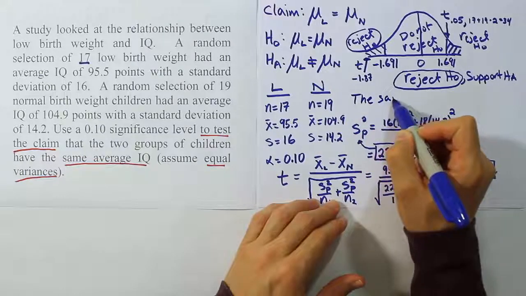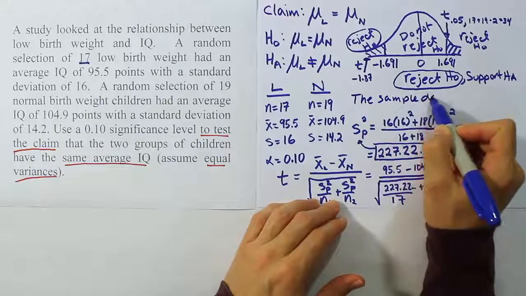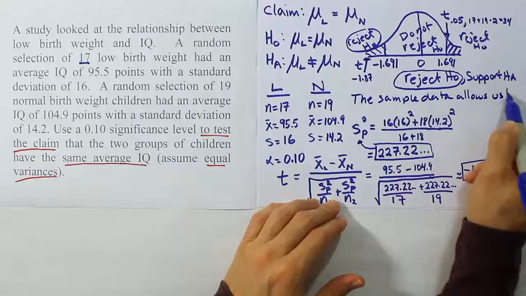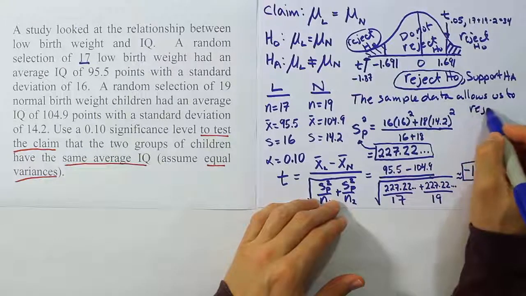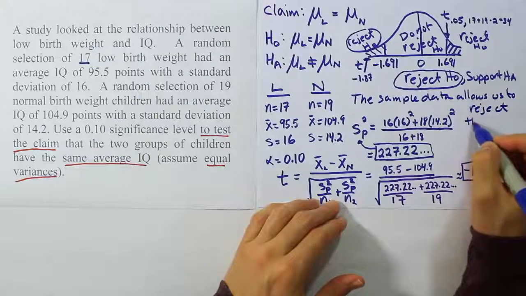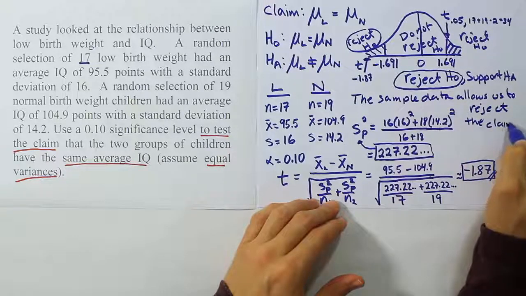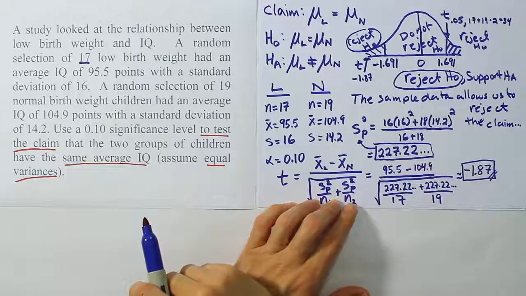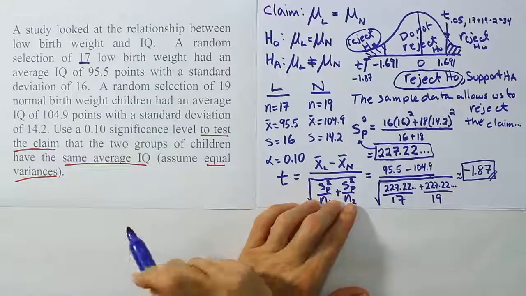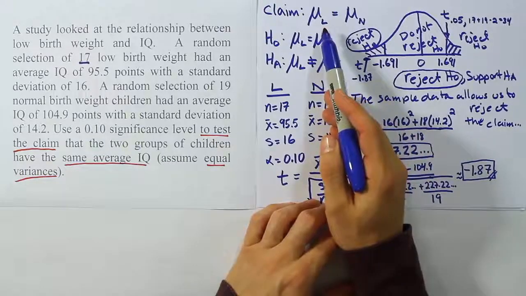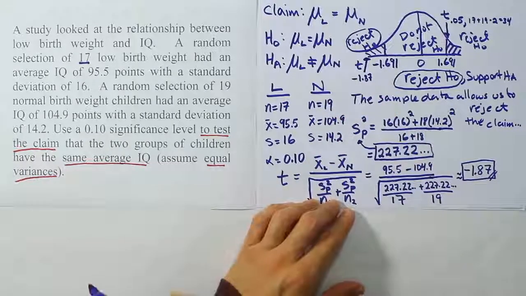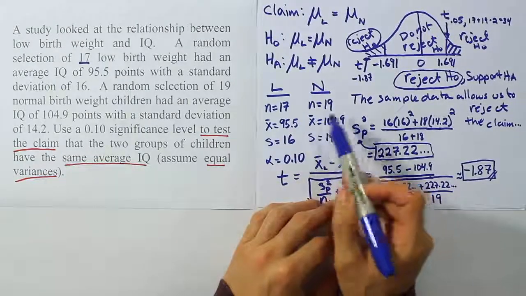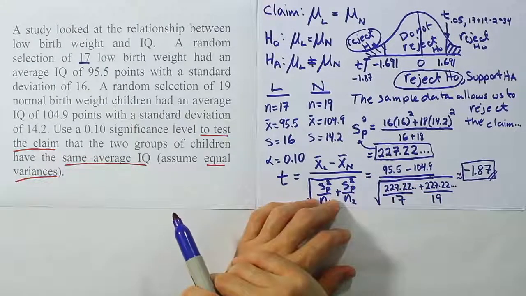The sample data allows us to reject the claim. Reject the claim. And of course, the claim here is that the two means or the two groups have the same mean IQ. And what we're basically concluding here is that low birth weight children do not have the same mean as normal birth weight children. And based on our data, it seems like if they are different, then it would be that the normal birth weight children have a higher IQ on average.